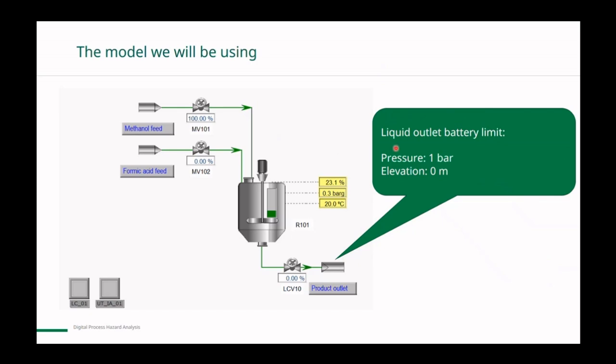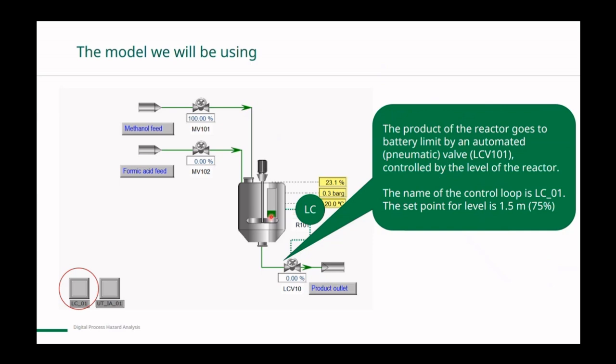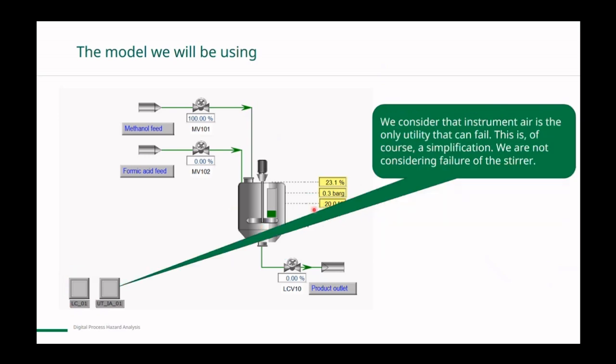The product is sent to an outlet battery limit at 1 bar and ground level, and the flow of this product is controlled by the level of the CSTR through a level control loop, acting on an automatic valve called LCV101. The name of the control loop is LC01, and the set point of the level is 1.5 meters, which is 75% of the level of the CSTR. We are considering that the only utility that can fail is the instrument air. So, we are not considering a failure of the stirrer of the reactor in this case.